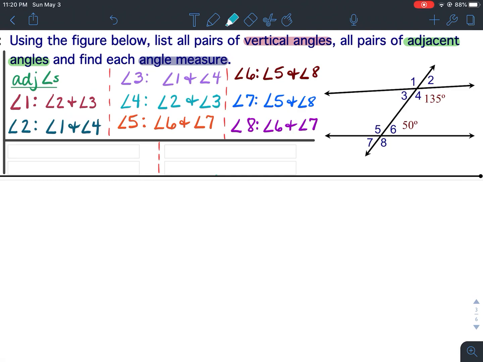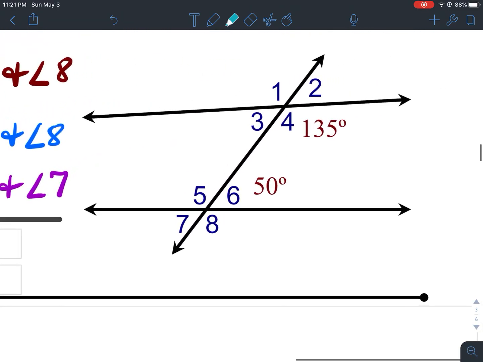Okay, now, to find the angle measurements, we're going to use two things. In this case, we'll use adjacent angles, because these adjacent angles form straight lines, making them not only adjacent, but also a linear pair. And if they are a linear pair, that means they add up to 180. So we're going to use linear pairs and vertical angles. Remember, vertical angles are congruent, which means there's no math involved.